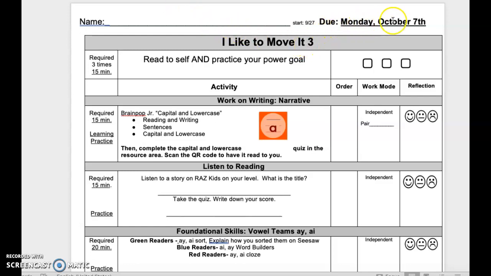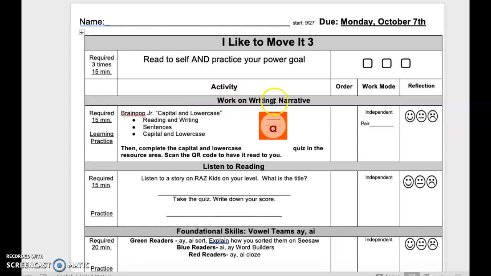Due Monday, October 7th. For the first activity, required 3 times 15 minutes each. Read to self and practice your power goal. Be sure to check off each time you read.